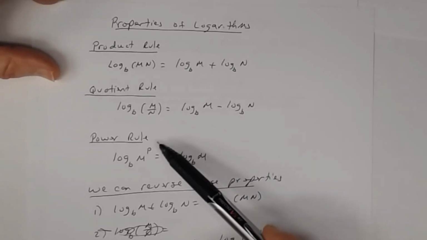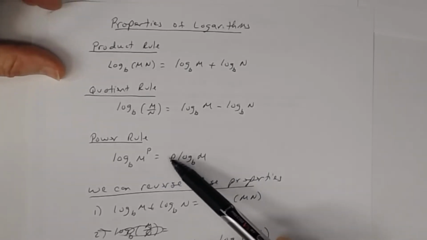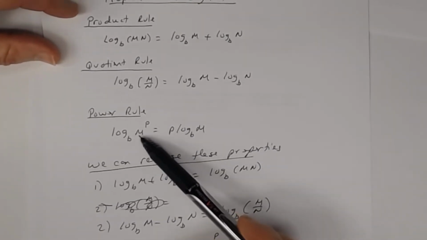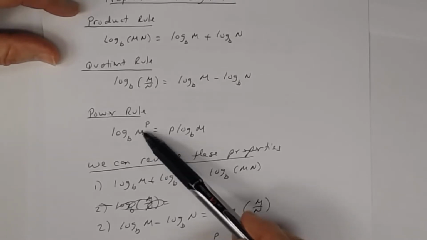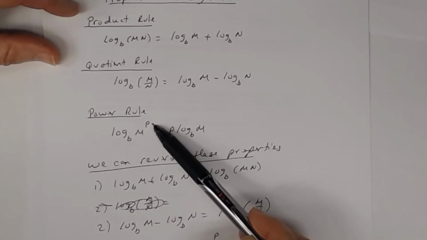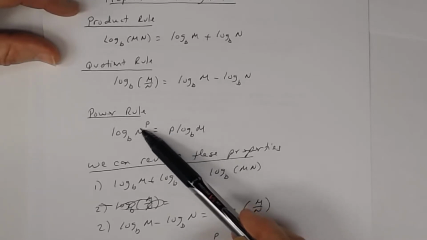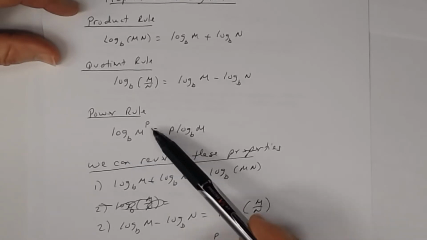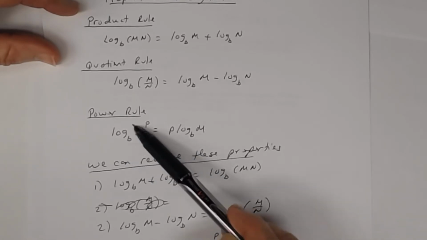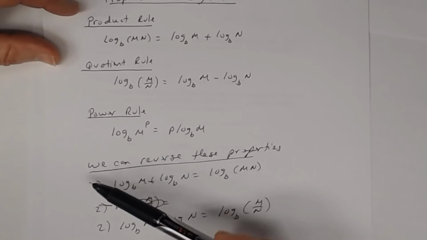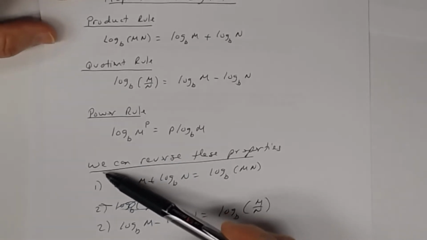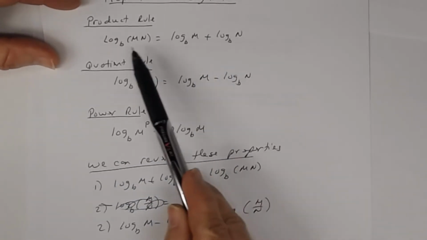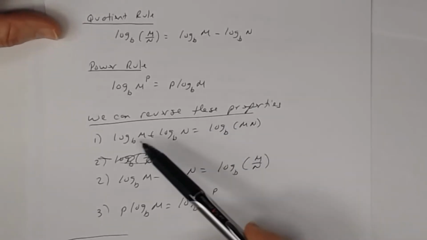Okay? And then the power rule basically says that if you have the log of some expression raised to a power, then you can always take that exponent and put it out in front. So it'll be p times the log of m base b. And when we talk about condensing, we're basically going the other way. So you can reverse those properties.